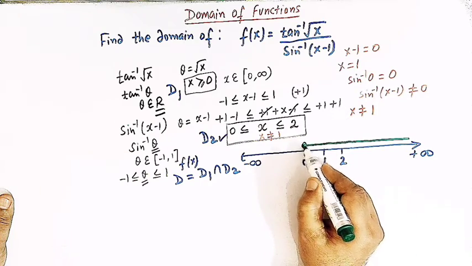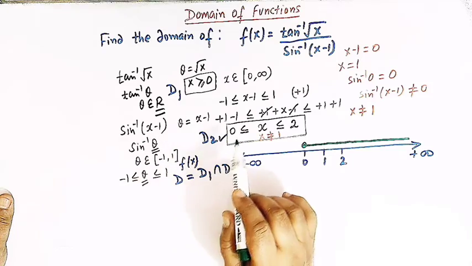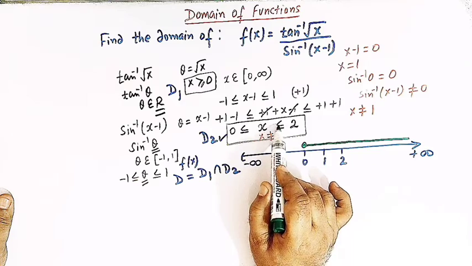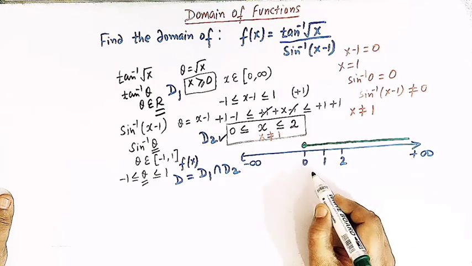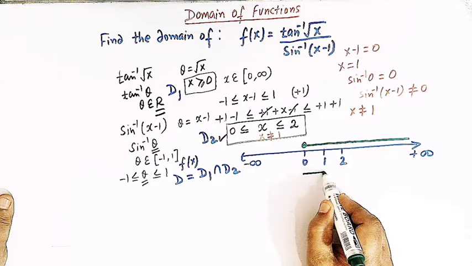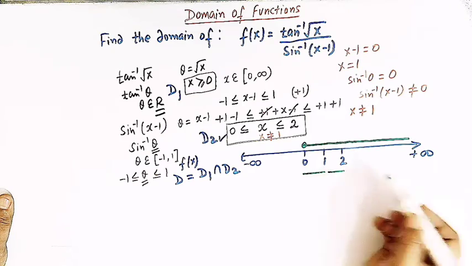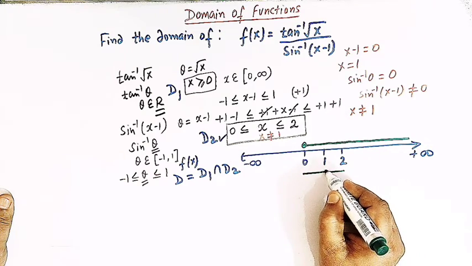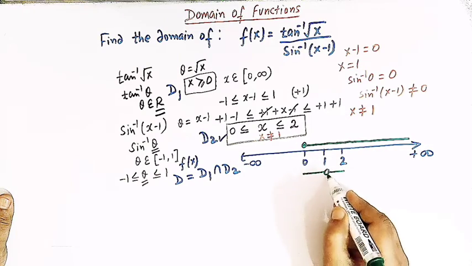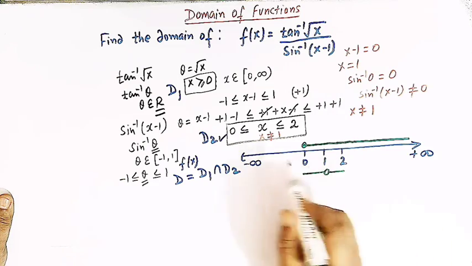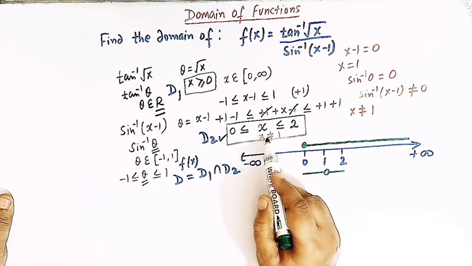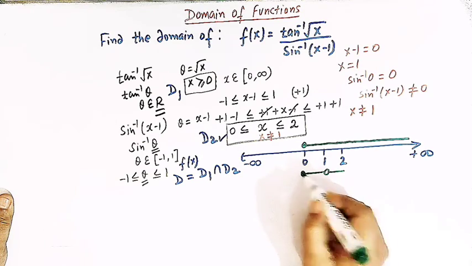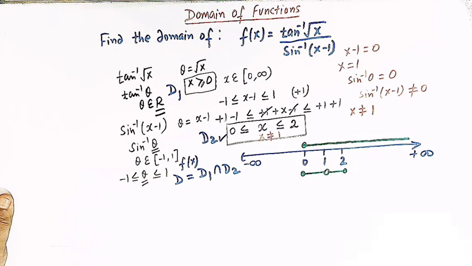So here we make it dark, and then we have x greater than or equal to 0 but less than or equal to 2, right? So we have like this, from 0 to 2, and here we have 1, right? And 1 is not included, so we'll make a circle here. So this circle indicates that x equal to 1 is not included, right? And here both 0 and 2 are included.